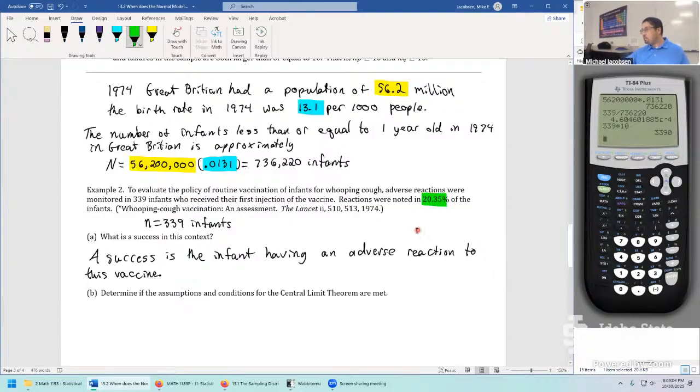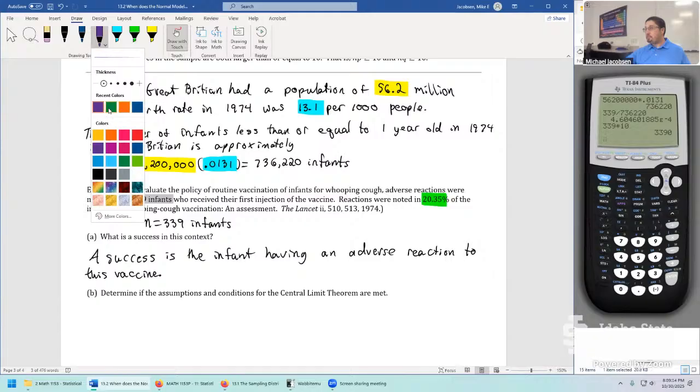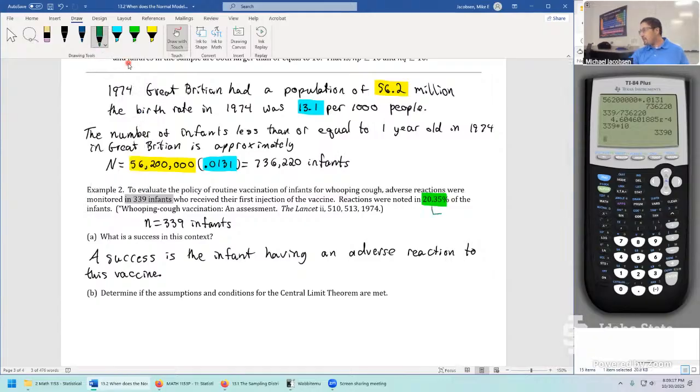20.35% were reactions noted of the infants. When they say "of the infants," they're talking about the 339, the sample, in other words. So in this particular problem, they actually just straight out gave us p hat is 0.2035 as a decimal number. Recall, when you use p hat in a formula, you want the decimal as opposed to the percentage.